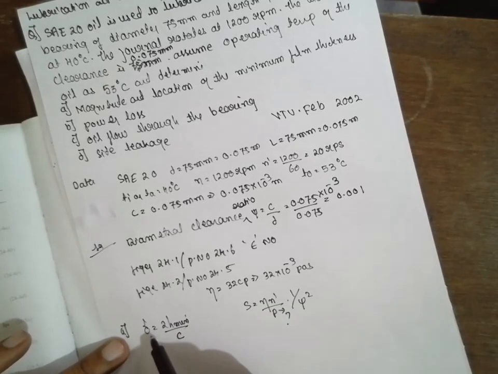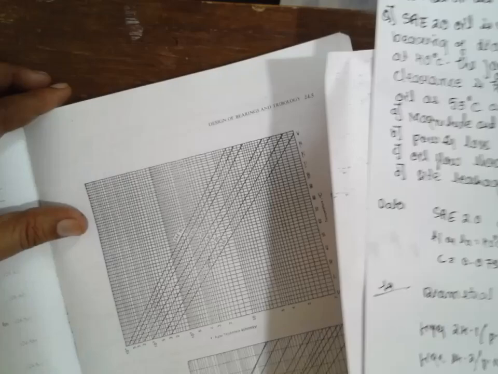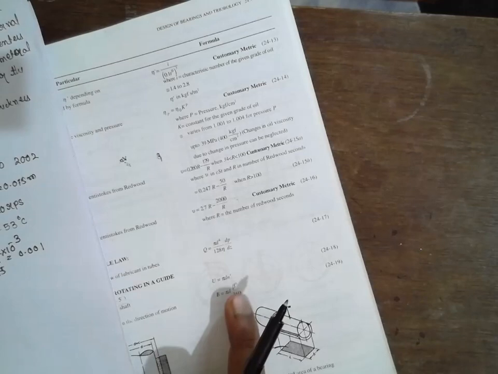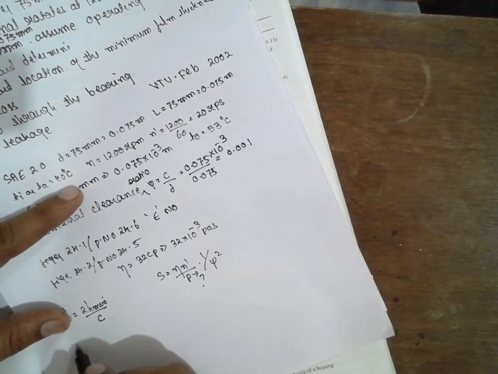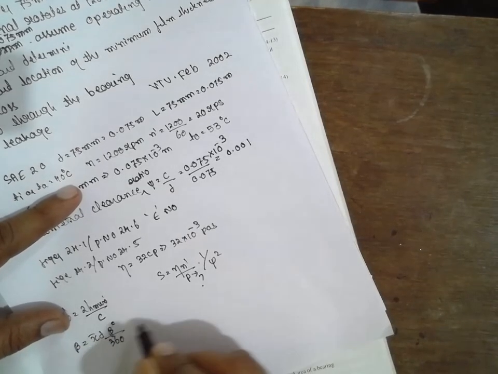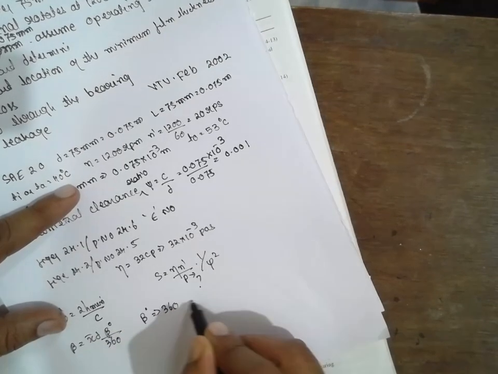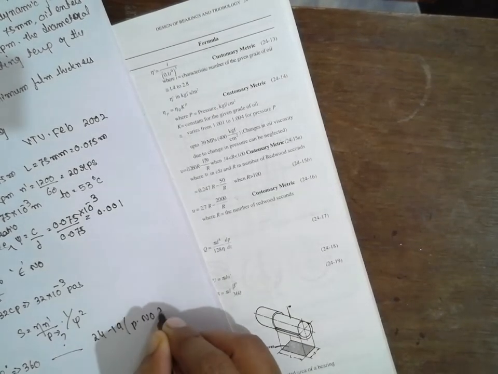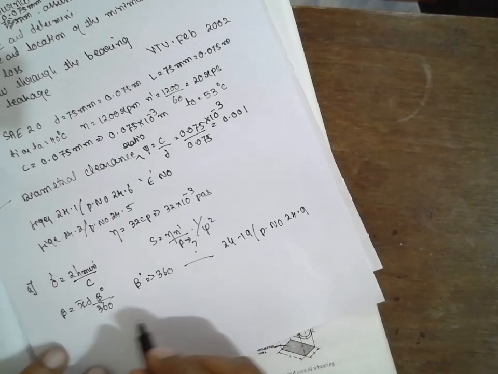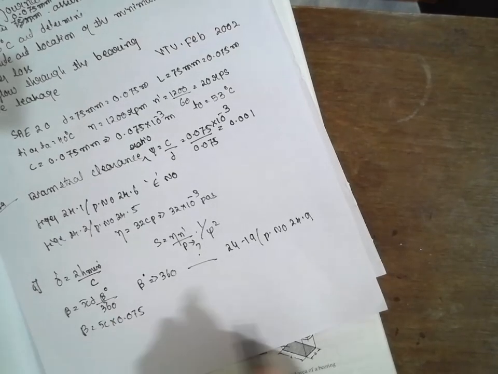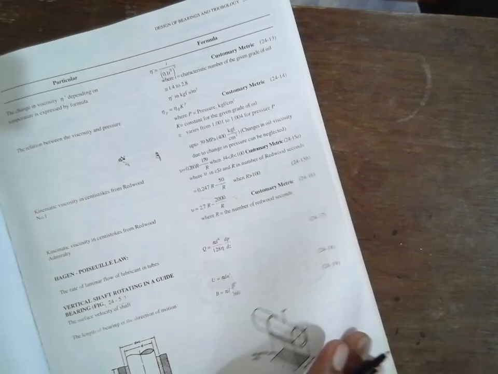Then how to find out this delta? Delta can be found by using this formula: b is equal to pi d beta naught divided by 360. Here beta naught you have to consider as 360 for a full journal bearing. The formula is from page number 24.9. B is nothing but pi into 0.075. You know the B.